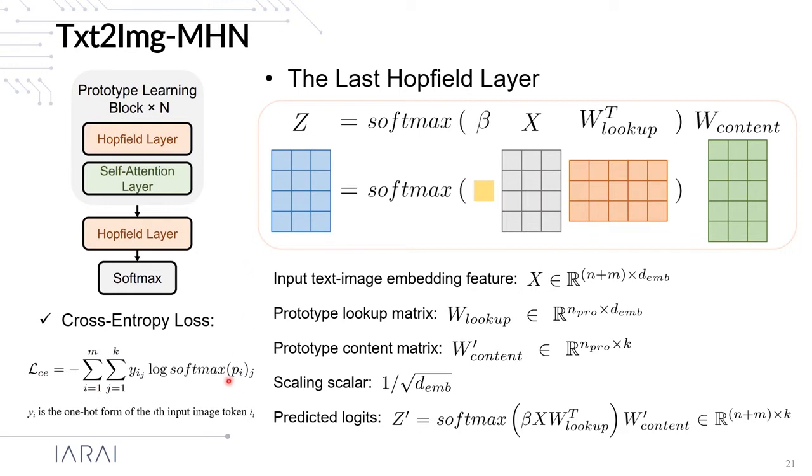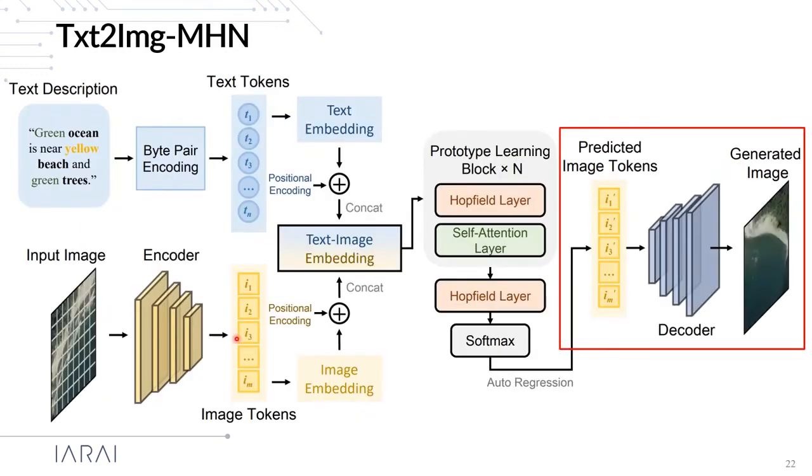And here let p_i denote the predicted logits of the i-th image token, and let y_i be the one-hot form of the i-th input image token. Then we can define the cross entropy loss, L_CE. So the whole network is optimized with the constraint of this cross entropy loss. Once the training is finished, in the testing phase, if we get the predicted image tokens, we can then feed these tokens into a decoder network which was pre-trained in the VQVAE, and then we can get the generated image.